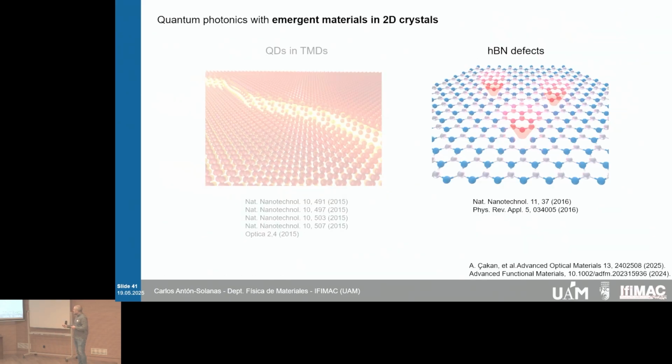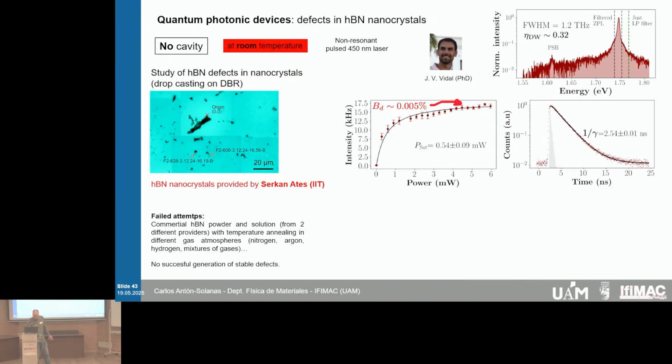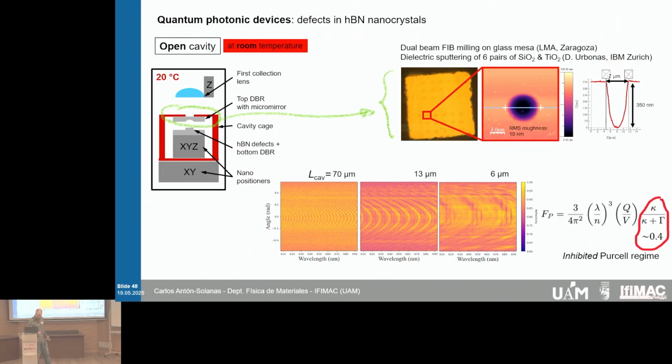On hBN defects, and these are results that we are currently obtaining at the Autónoma. Sorry. I think it's time to finish. Oh, wow.